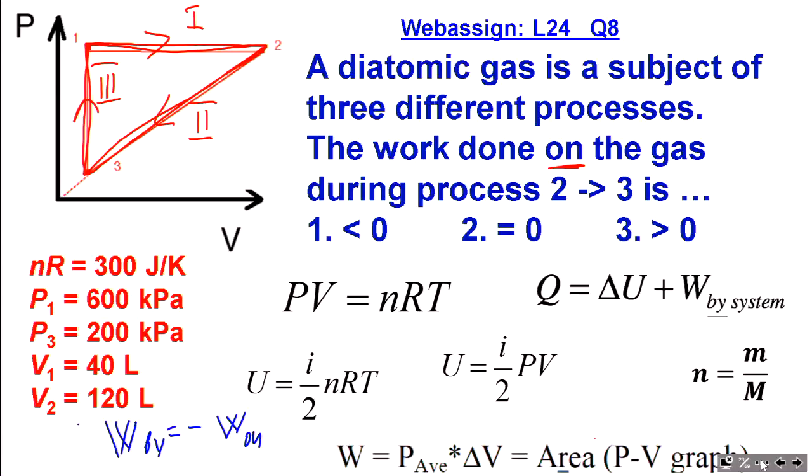So if I look at process number 2, the volume decreases, hence the work done by the gas is negative, which means the work done on the gas is positive. It is us who compress the gas. That's it. So one word only, but we have to pay attention to those words.